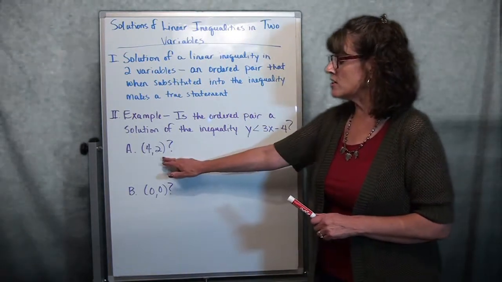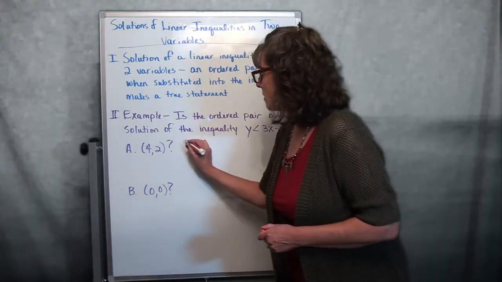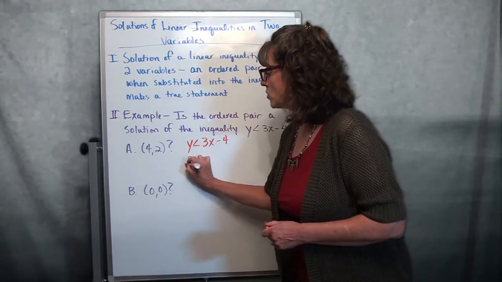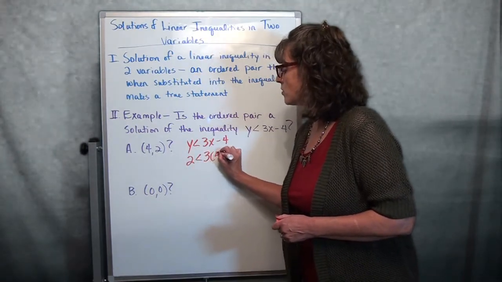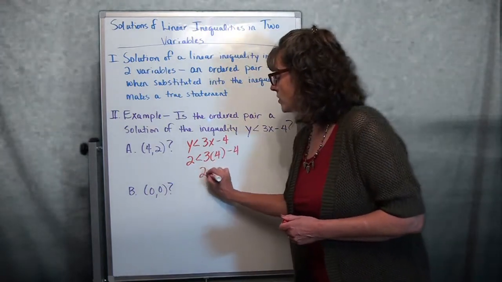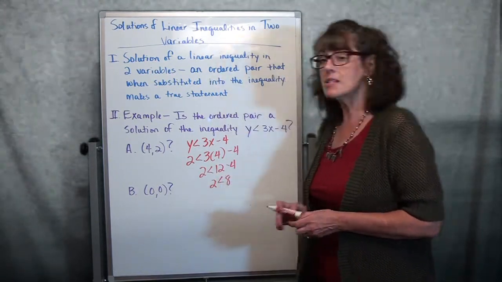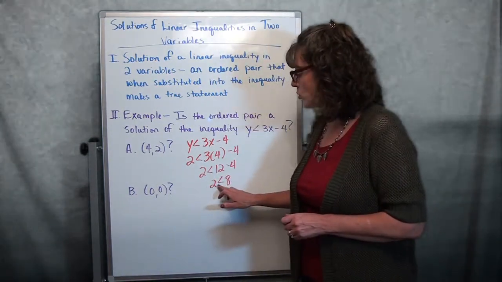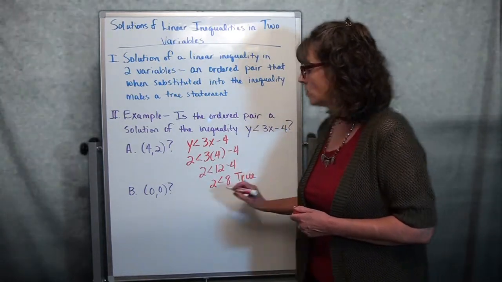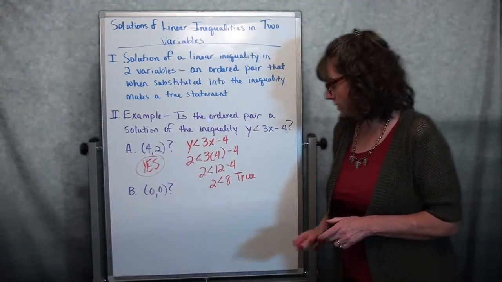So I'm going to take this ordered pair, substitute this for the x and this for the y. So I'm going to take my y less than 3x minus 4. I'll substitute the 2 for the y, and I'll substitute the 4 for the x. Then I will do this multiplication. 3 times 4 is going to be 12. And then 12 minus 4 is going to be 8. Is this a true statement? It says 2 is less than 8. Is that true? Yes, that is definitely true. So yes, this is going to be a solution to that linear inequality.